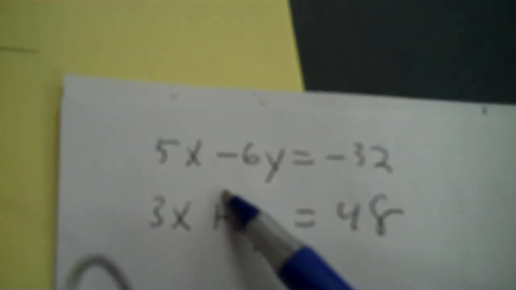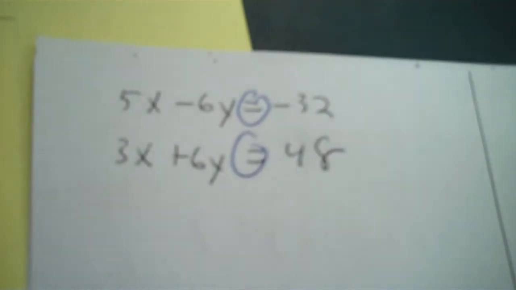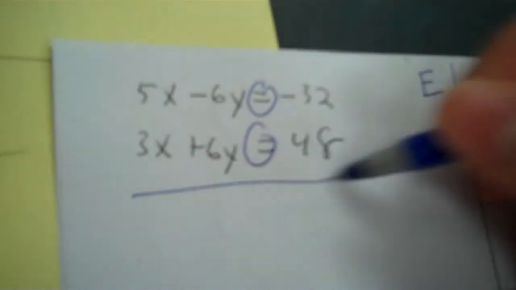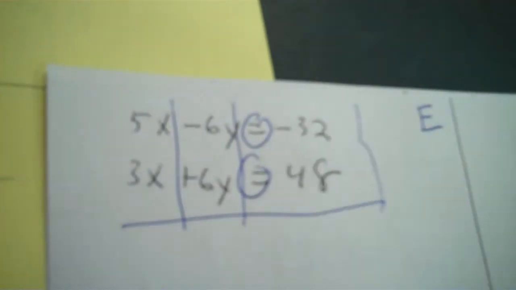Okay, and then in the last page, we have 5x minus 6y equals negative 32, and 3x plus 6y equals 48. So when I examine this equation, I'm not seeing any letter by itself. So I'm going to write an E for elimination, okay? That's when you underline it. You make kind of columns here, okay?